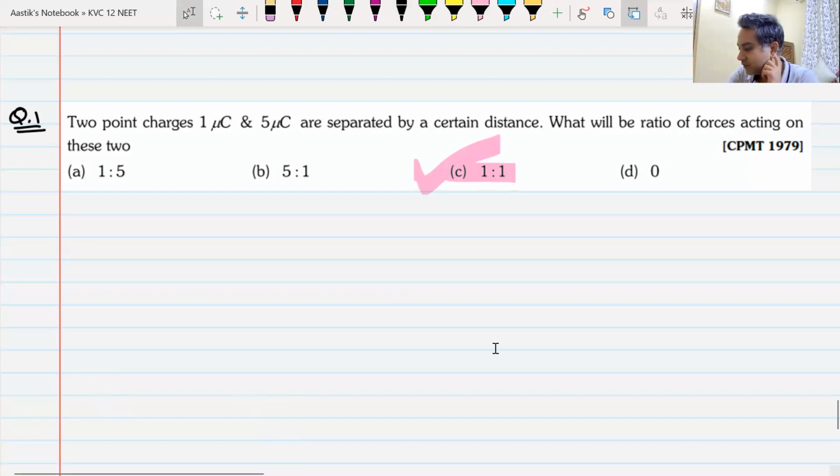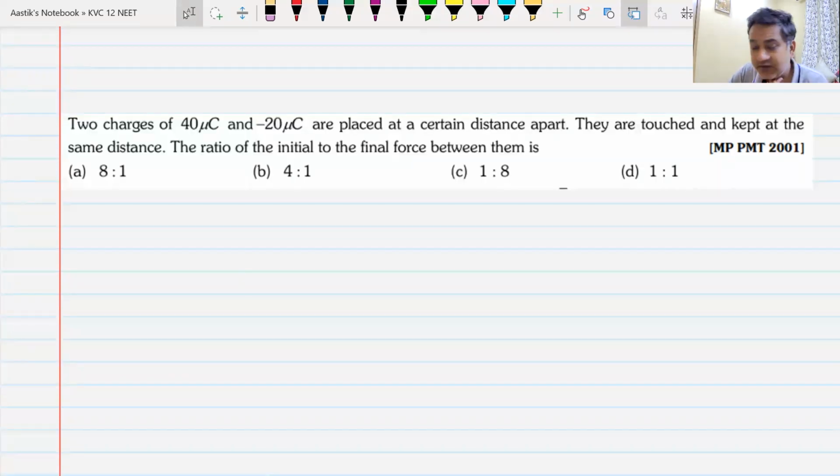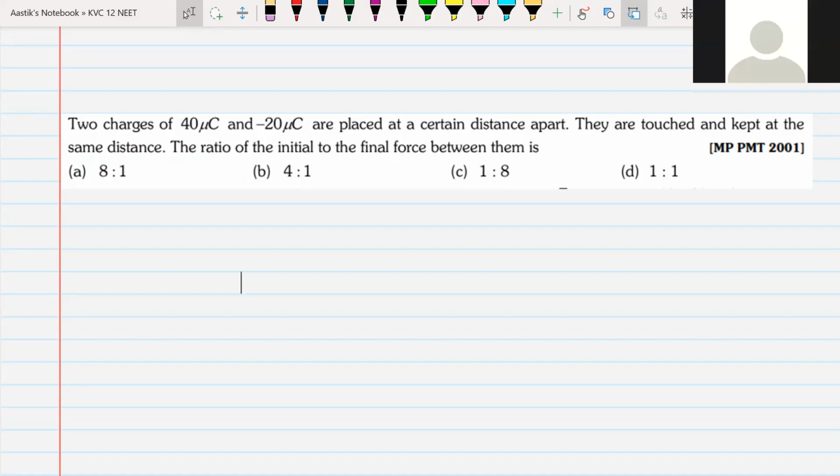This is the next one. I have seen such questions come many times in JEE as well as NEET. This is the next question. Two charges of 40 microcoulomb and 20 microcoulomb are placed at a certain distance apart. They are touched and are kept at the same distance. What is the ratio of the initial and the final force? I'll give you 1 minute to do this.